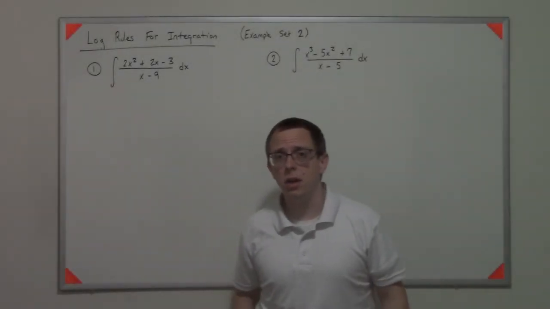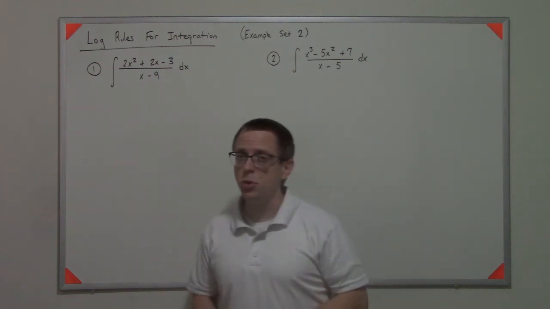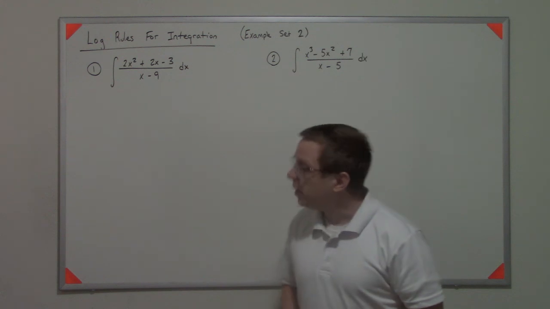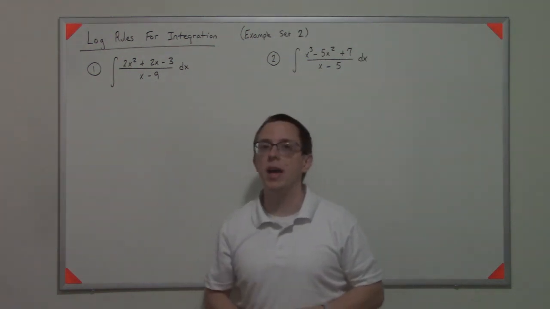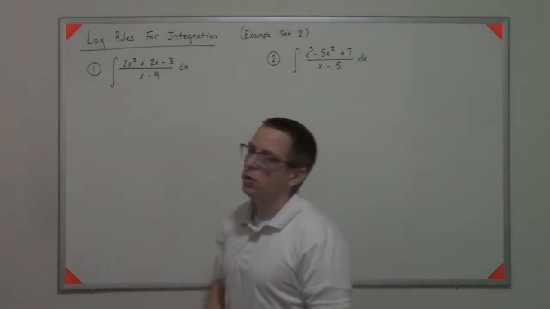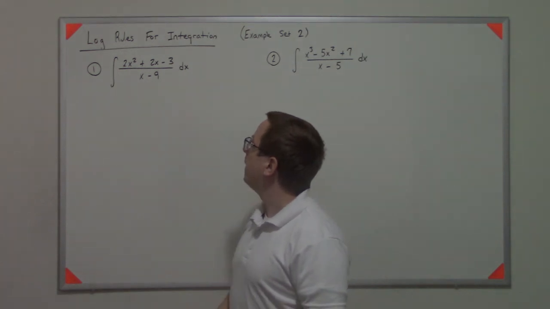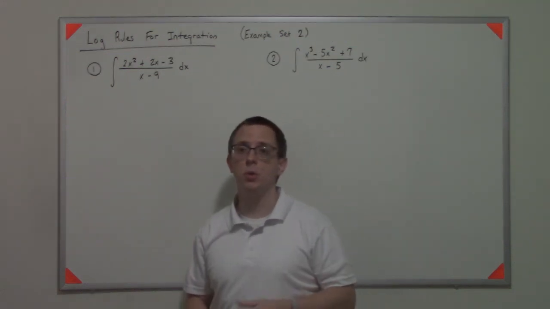Let's do our next set of problems that use the log rule for integration, but these two use a trickier method that you probably haven't done for quite some time. So what we have is 2x squared plus 2x minus 3 divided by x minus 9. You could try a u substitution, say u is equal to x minus 9. If you did that, this is possible to do.